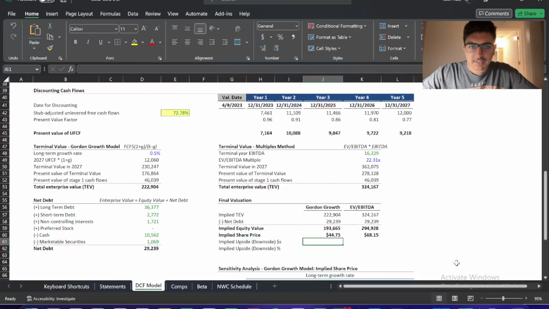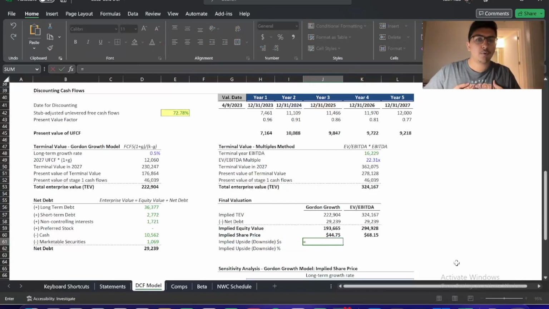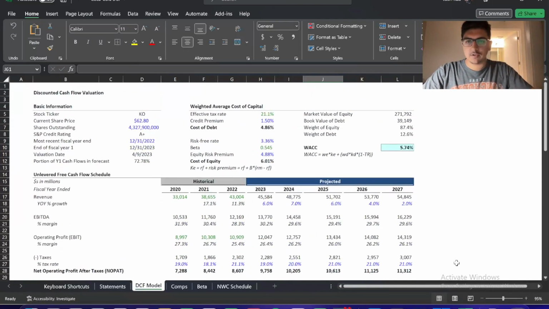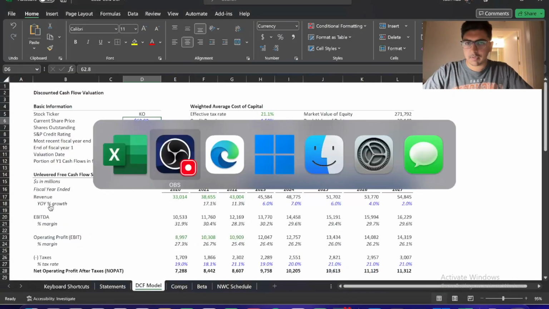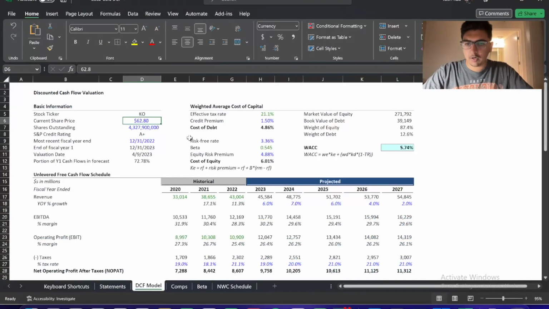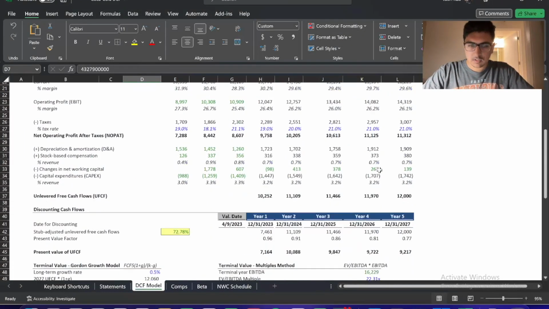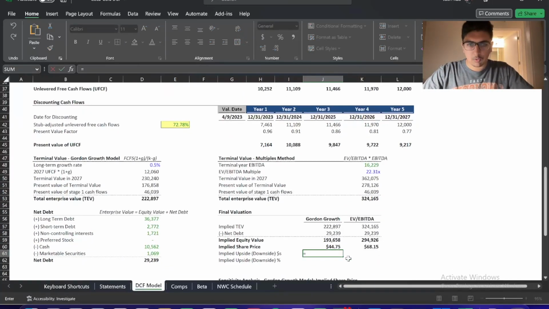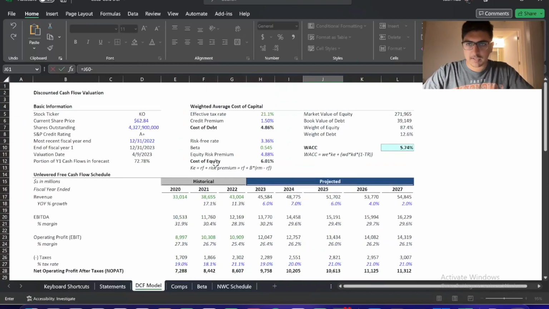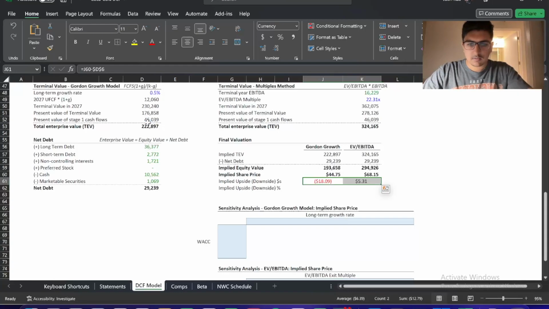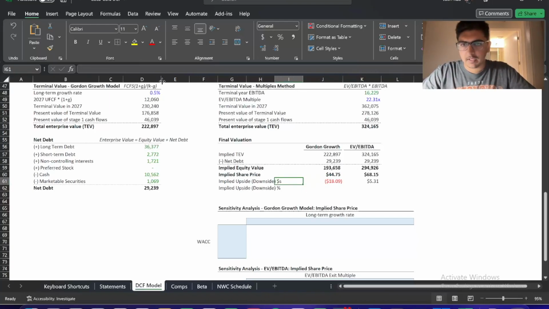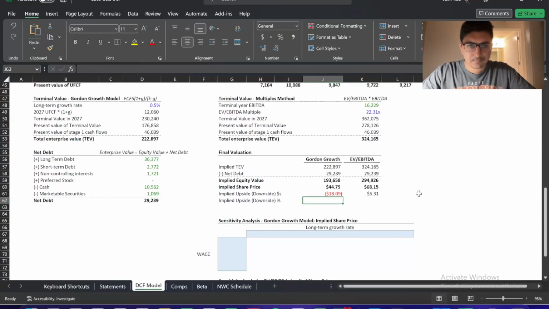Now, our implied upside in dollars is the implied share price minus the current share price. So let's update this current share price because it might be a different trading day. 62.84. It says that right here, by the way. So we take our implied share price minus the current share price. Lock that. So you'll notice that it's less for Gordon growth and a little bit more for EV to EBITDA. I'm probably going to increase this estimate because 0.5 is a little low.